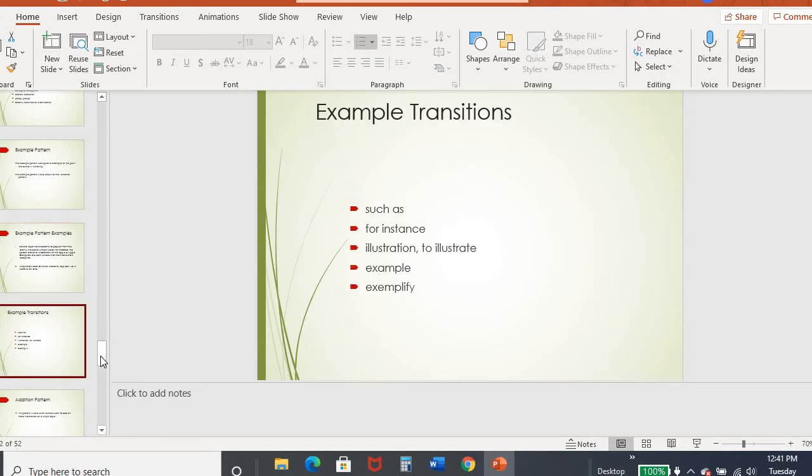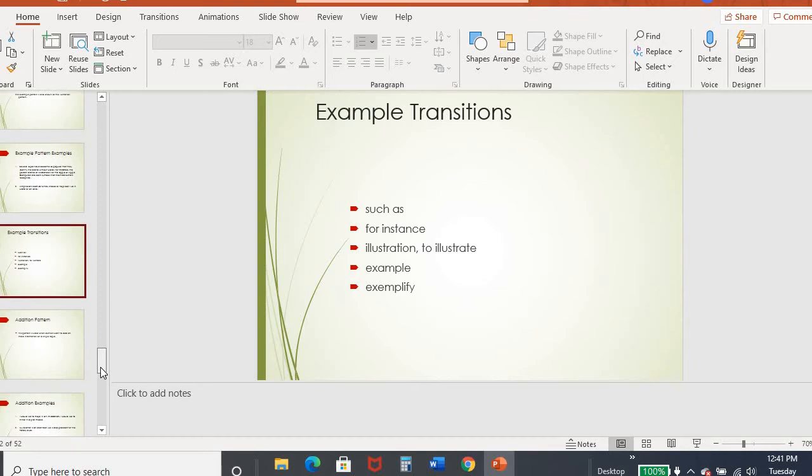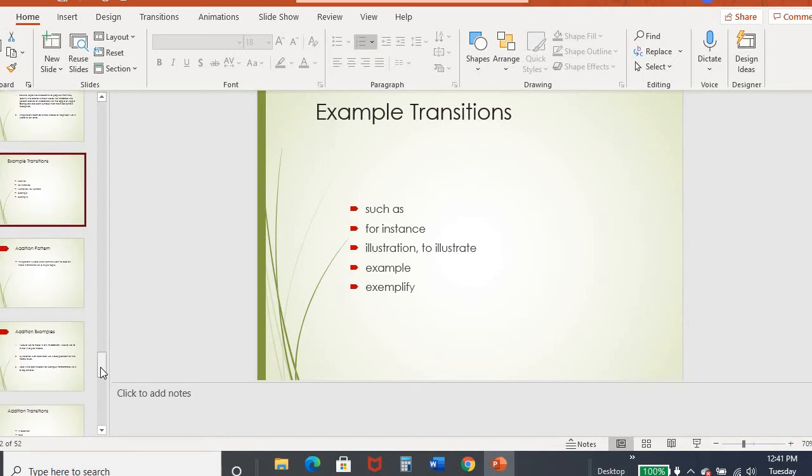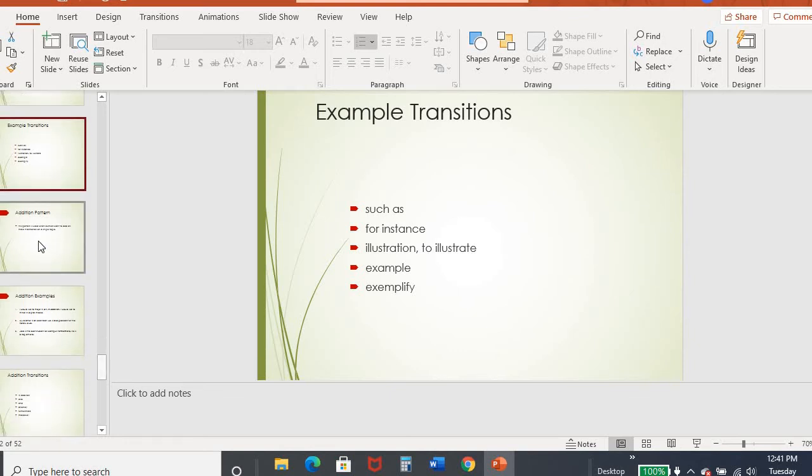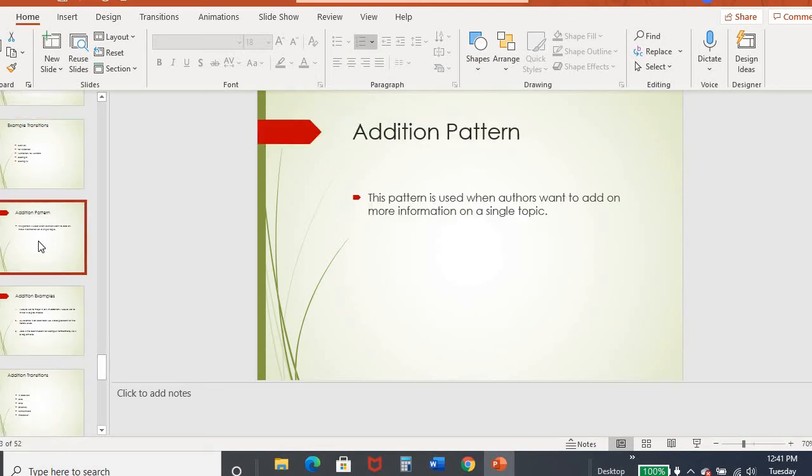So example transitions are things like such as, for example, to illustrate, for instance, to let you know that the author is giving an example. All right, our last pattern is addition. And again, it's just what it sounds like. It wants to add on information to something that's already been discussed.